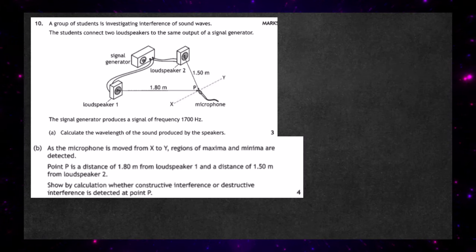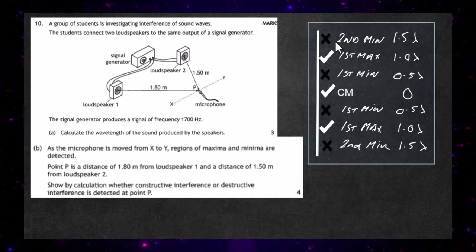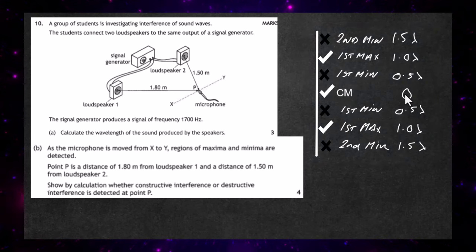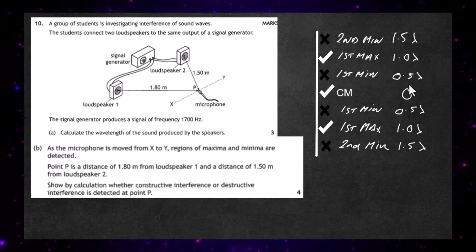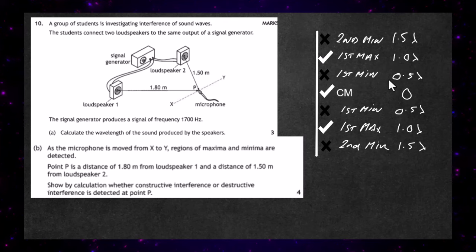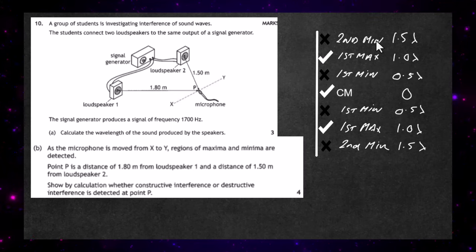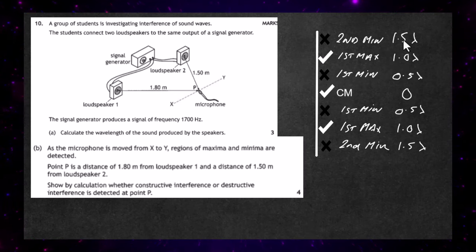Well, we should remember our little chart. It's quite easy to remember. At the central maximum, where there's no path difference, we have the central maximum. The first minimum will occur when the path difference is equal to 0.5 of a wavelength, or half a wavelength. And the first maximum from the central maximum will be a path difference of one wavelength. And of course, the second minimum will be a path difference of 1.5 wavelengths.